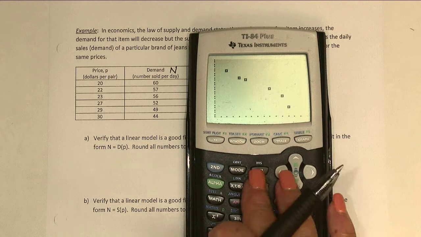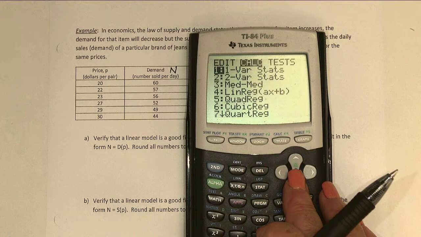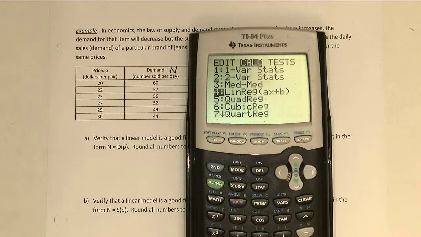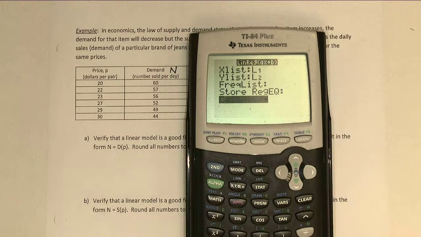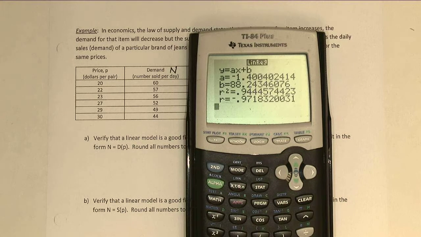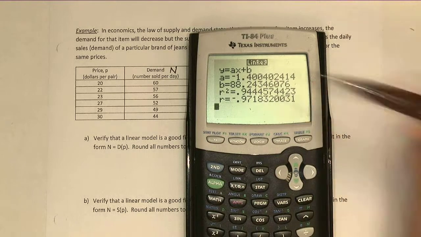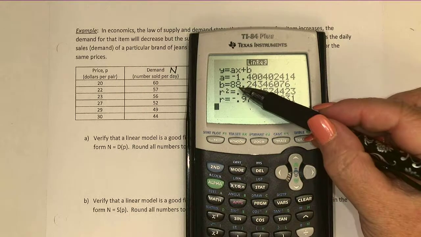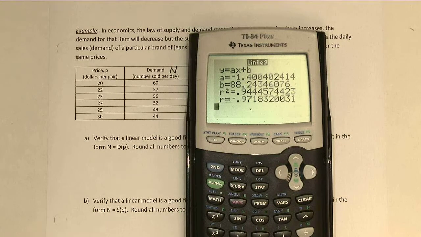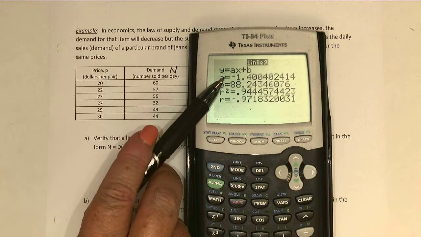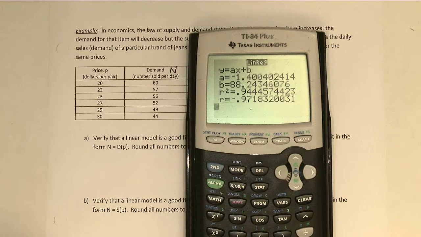Let's go ahead and back in Stat again. I'm going to calculate my linear regression. L1 and L2 is where my data is. And you can see I do get a slope, negative 1.4 approximately, and a y-intercept of about 88.2. The r-squared value is 0.944, and that is reasonably close to 1. Anything over about 0.9, I'm really quite comfortable with. By the way, the negative r value here is because of the negative slope, but it's close to negative 1.